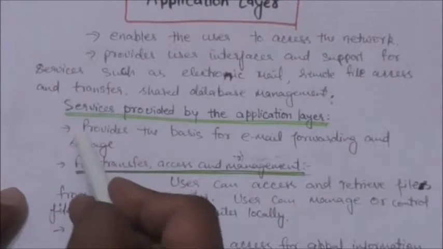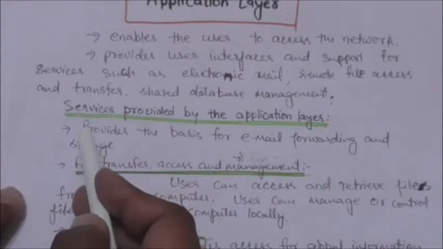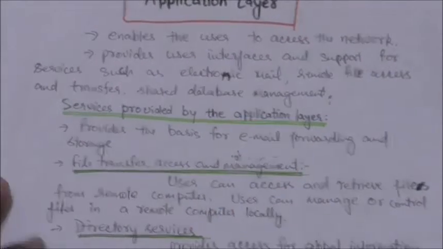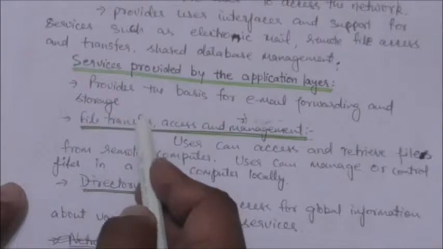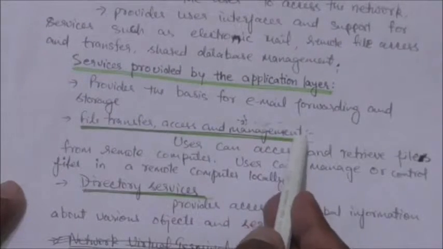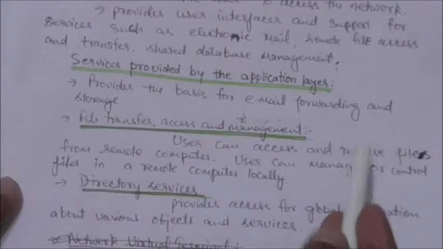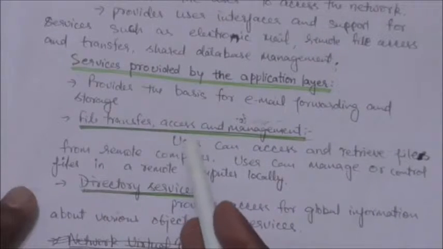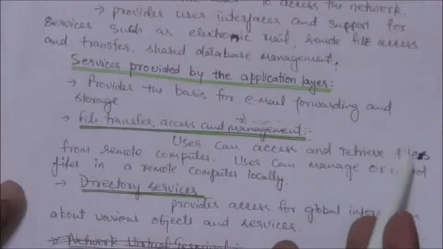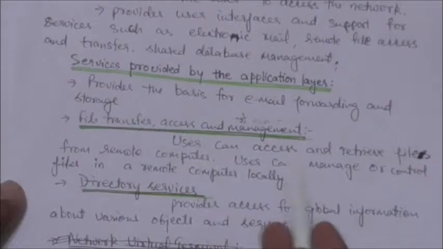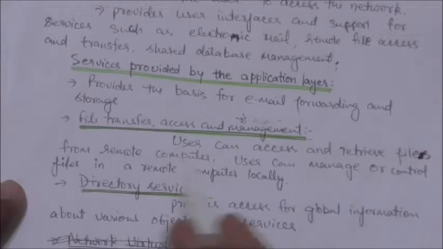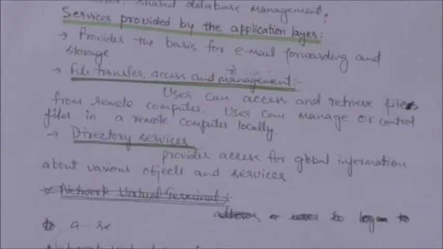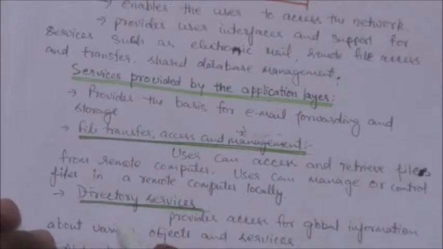One of the services that the application layer provides is the basis for email forwarding and storage. Another service is file transfer, access and management. In this, a user can access and retrieve files from a remote computer, and the user can manage or control files in the remote computer locally.